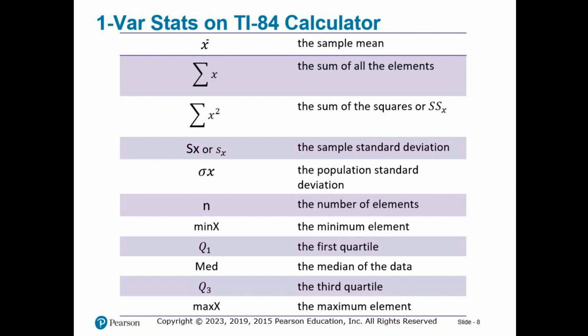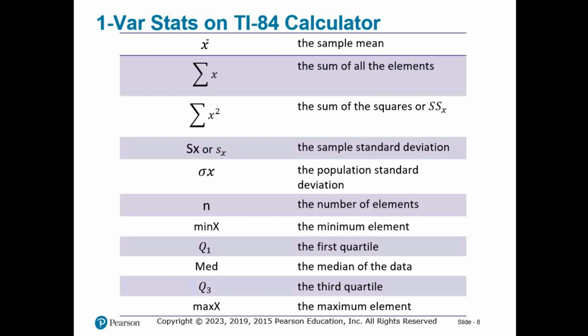Let's briefly go over them. The first one is x bar. You may not be able to see it on this screen very well, but that is an x with a bar over the top of it. We've dealt with this for a while now. That means the sample mean. The next one is the sum of all the elements. The next is the sum of all the squares, or SS sub x. The next is the sample standard deviation, or just S.